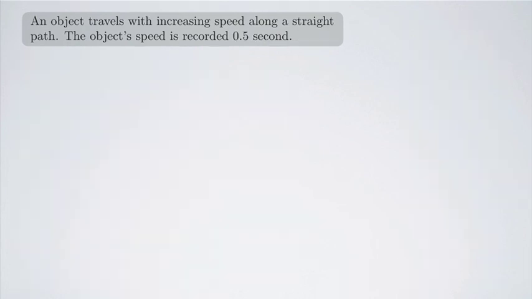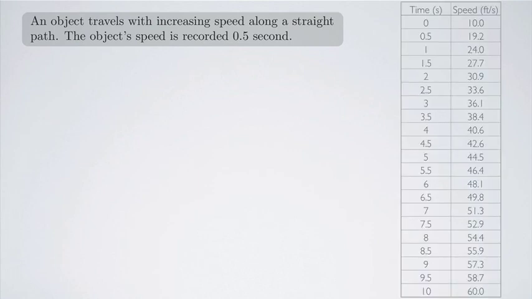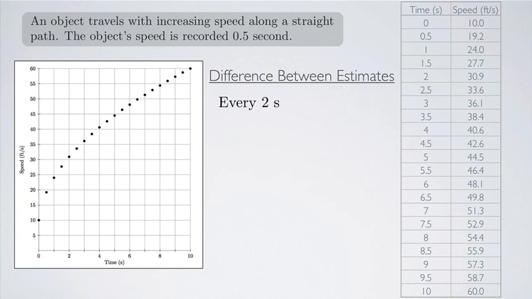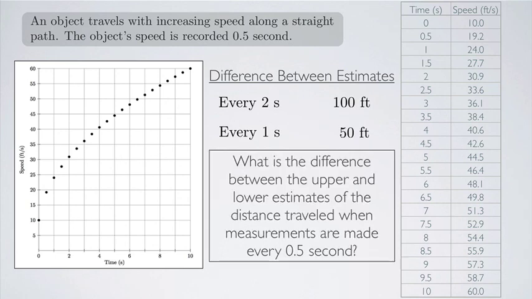Finally, what if the object's speed is recorded every half a second? So here's a table of values, and here again is a graph. And let's look at the difference between the estimates. So when I took measurements every 2 seconds, the difference between the estimates was 100 feet. And then when I took measurements every 1 second, the difference was 50 feet. So my question for you is, what is the difference between the upper and lower estimates of the distance traveled when measurements are made every half a second?